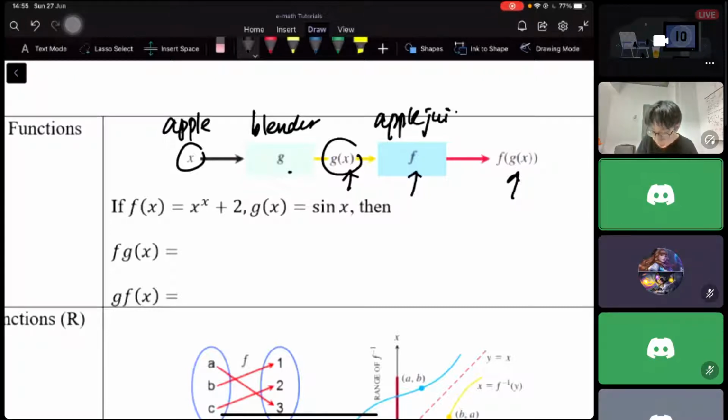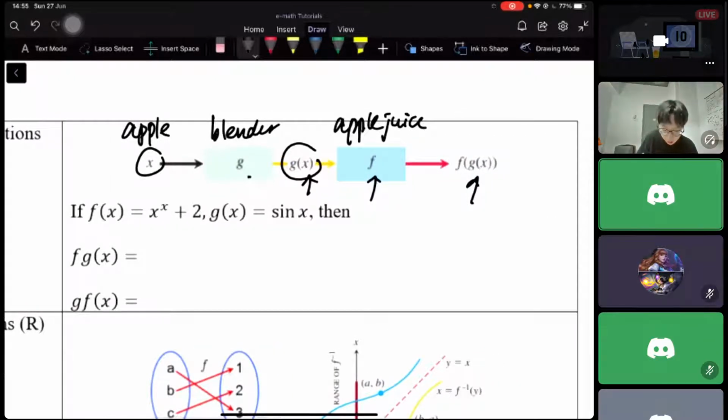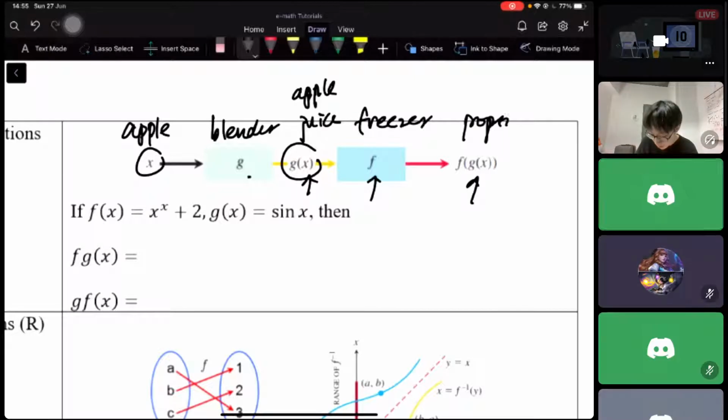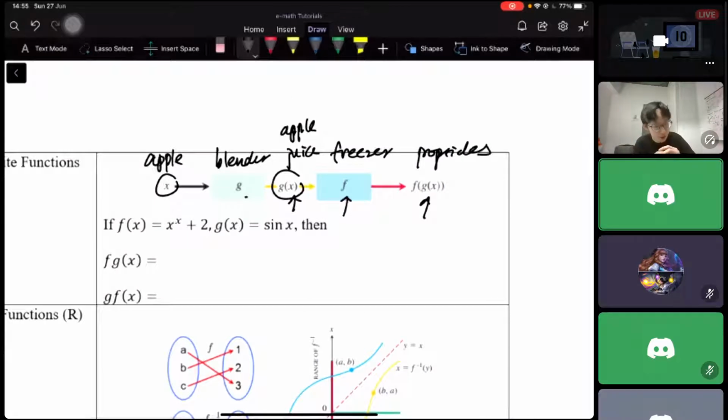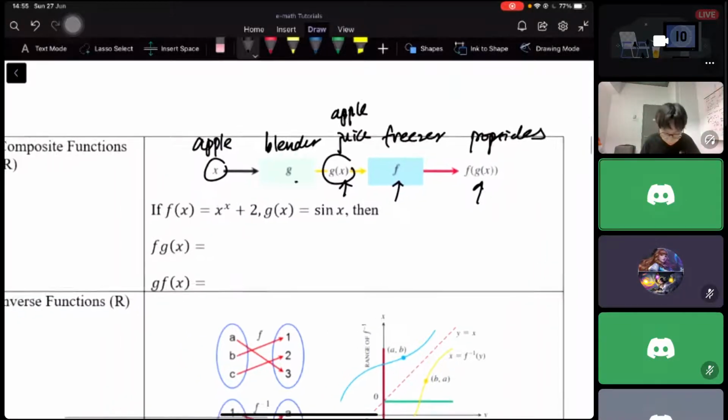Then you put your apple juice into a freezer. Then you get, I don't know what you call it, popsicles or ice cream or whatever. Okay, something like that. So the concept is like, you put your x into the first machine, then the output of that one you put into the second machine. Okay, so just a little bit of revision.